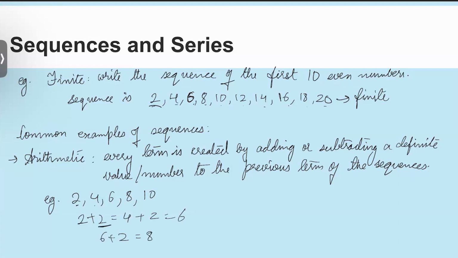Okay, so you can see that the specific number that is being added is 2 to each and every term, and then you get the next consecutive term. Okay, so that is why this is called an arithmetic sequence.